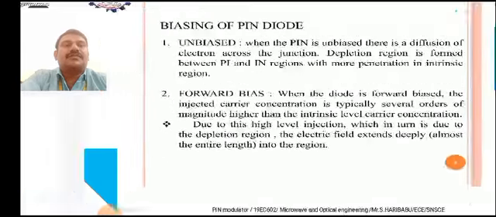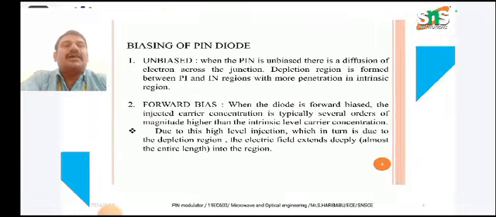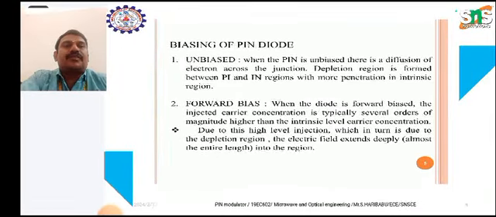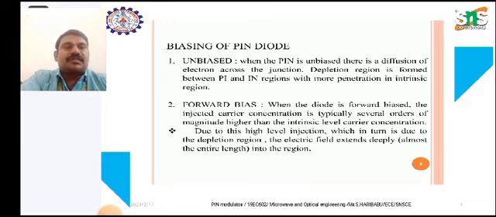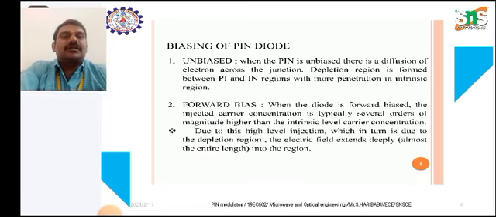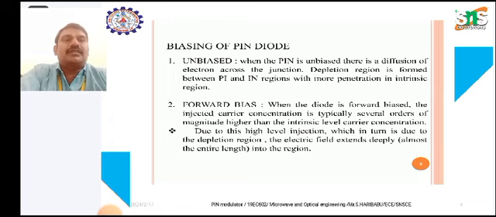Structural formations. Okay, biasing of the PIN diode: unbiased and forward biased. When the PIN is unbiased, there is a diffusion of electrons across the junction. A depletion region is formed between P and I, and I and N, with more penetration into the intrinsic region.